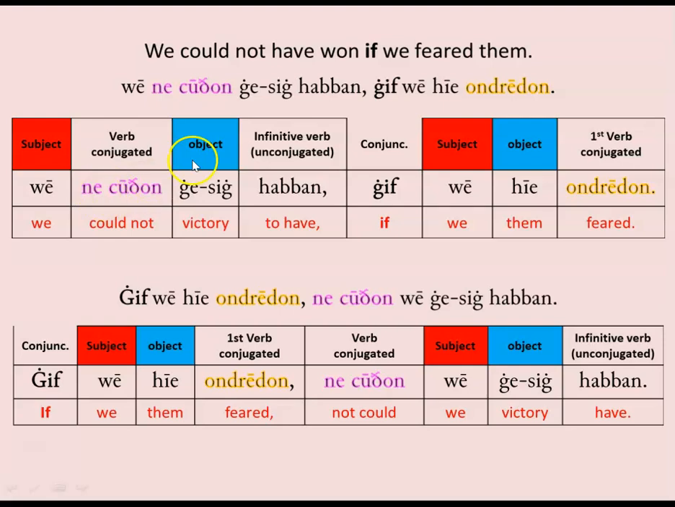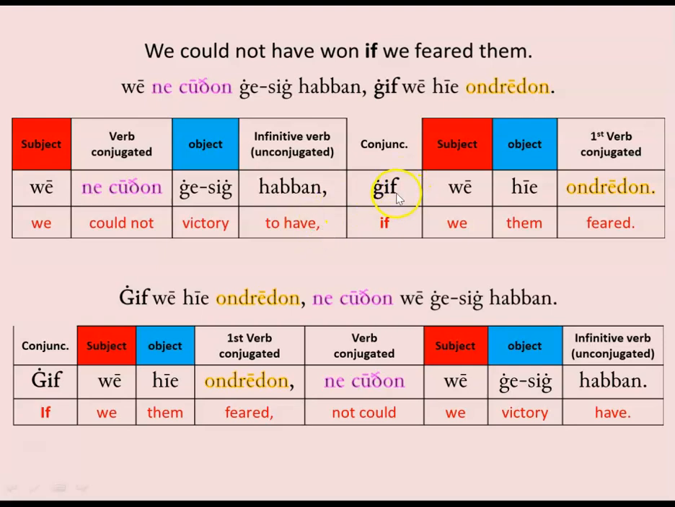Now here, ne cudon, could not. We have the subject, we, then the conjugated verb, then the object, which is victory. This is in the accusative. It's a noun here, an accusative noun. You see, victory. And then have goes to the end here, and that goes in its infinitive unconjugated form. Okay, habban, to have. Okay, comma.